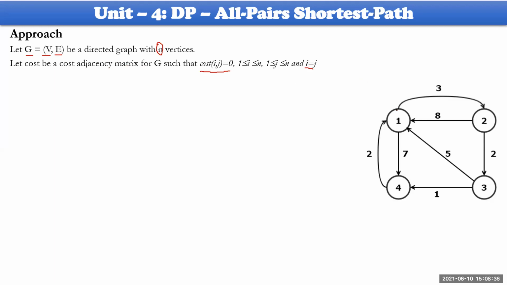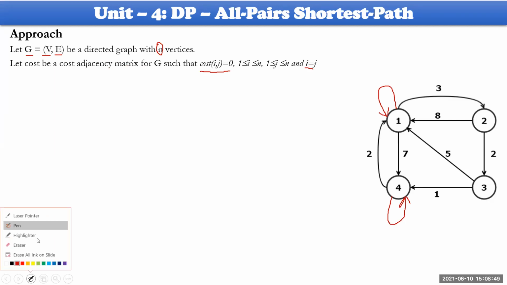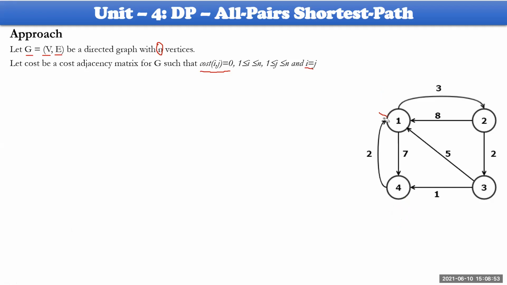What does it mean? There might not be any loop. We don't have any loop. Because of not having loops, we consider the distance or cost of 1 to 1 is 0. Cost of 1 to 1 is 0. Cost of 2 to 2 is 0. That is the meaning of i equal to j.